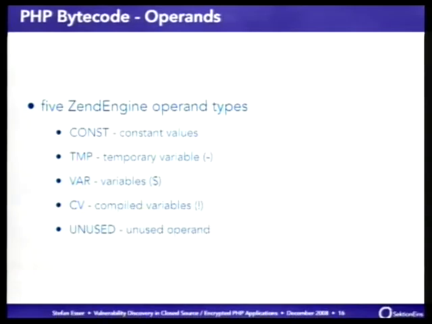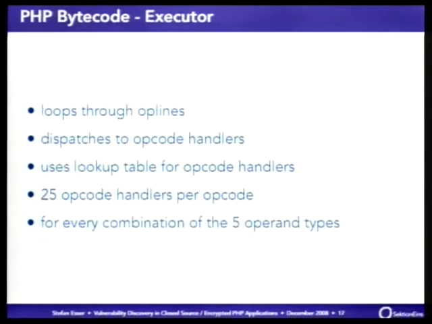So this is actually everything you need to know about PHP bytecode. After the bytecode is compiled, it gets passed to the executor, and the executor is very different in different PHP versions. In PHP 4, it was one very large function with a lot of cases of a switch statement, containing all the engine in it. With PHP 5, every opcode got its own handler function, so the executor just loops through the oplines and calls the handler.